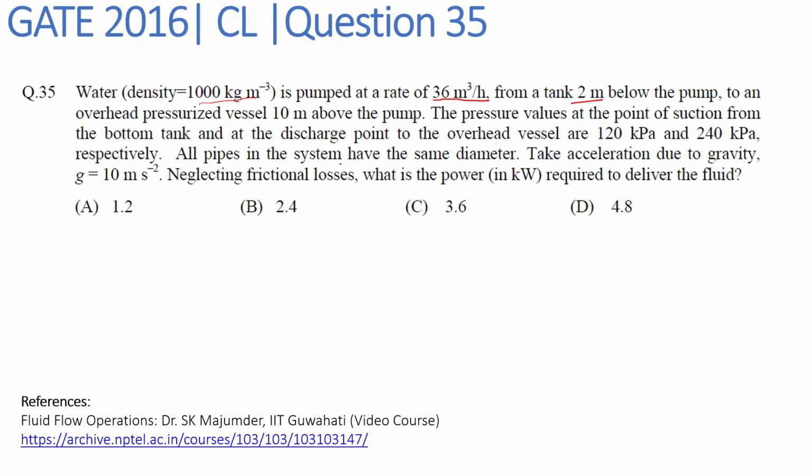All pipes in the system have the same diameter. Take acceleration due to gravity, g, equal to 10 meter per second square. Neglecting frictional losses, what is the power in kilowatt required to deliver the fluid? So in this question, we have been given a pump and a tank, and we have been asked to find the power required by the pump to deliver the fluid to the tank, which is 10 meter above the pump, and the suction point is 2 meter below the pump. So let's take a look at the video solution.